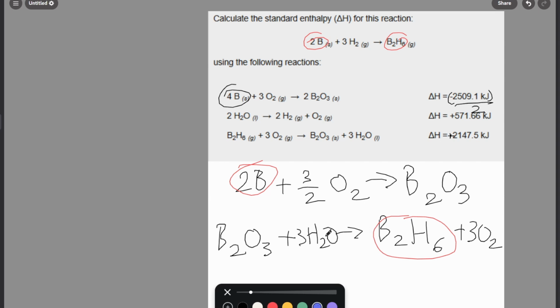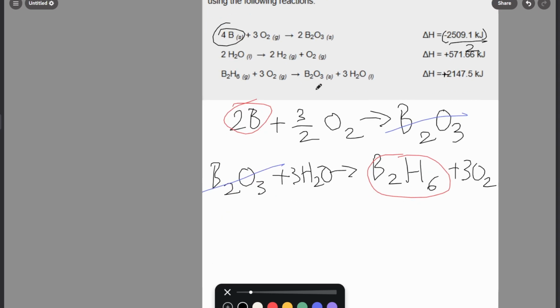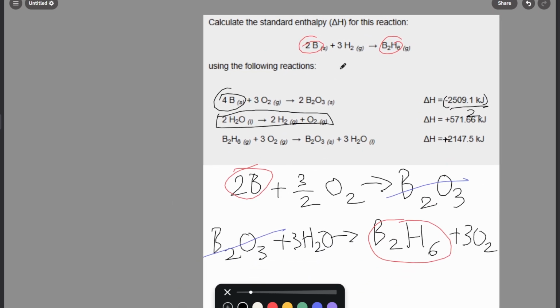So let's see what we can cancel. This one gets cancelled because they're on different sides, and we can't really do any more. So let's look at the next one. We're going to need the hydrogen gas, but there's 2 over here and there's 3 up here. Also, it's on the wrong side. So one, we need to reverse this.